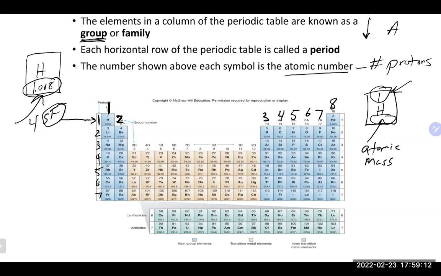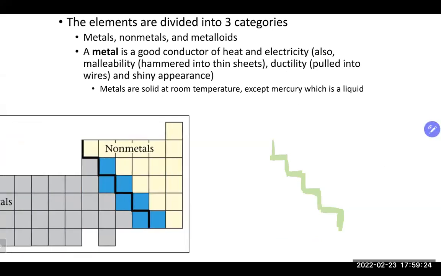I don't think this book does it, but the old book used to have a weird rounding. They would round very oddly. But again, depending on your periodic table, you may see a lot more numbers than other tables.